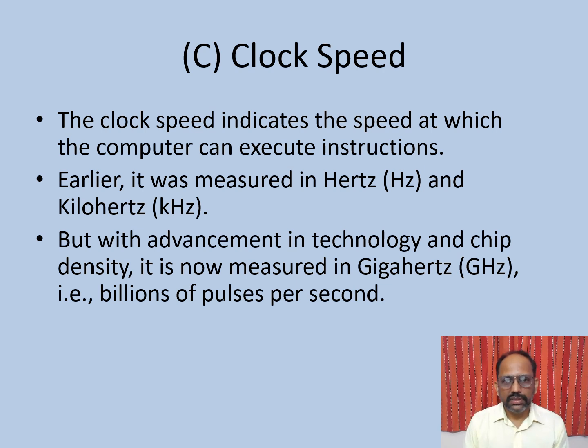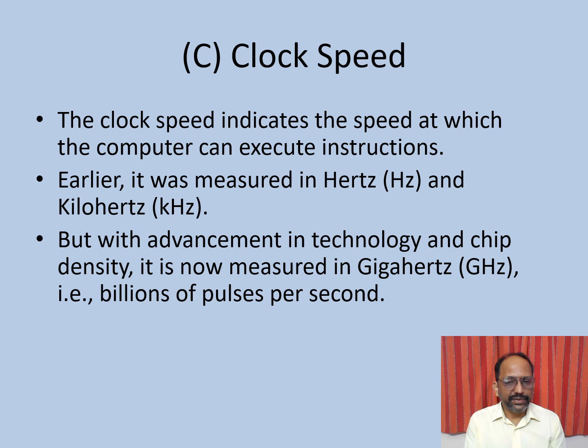Clock speed. The speed of a microprocessor is measured using a clock. What is the speed of a microprocessor? Clock speed is the speed of a microprocessor. That's all. But what is the unit of the clock? It can be at most hours, then minutes, then lesser than minutes is the second, lesser than the second is the millisecond, then microsecond, nanosecond, picosecond, and it goes on. So the clock speed indicates the speed at which the computer can execute instructions.